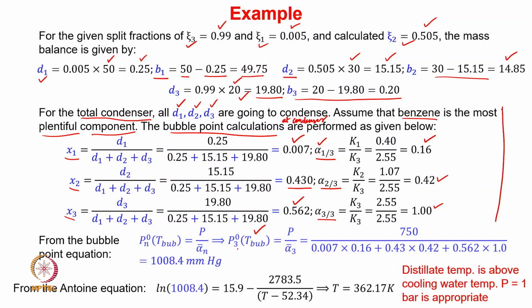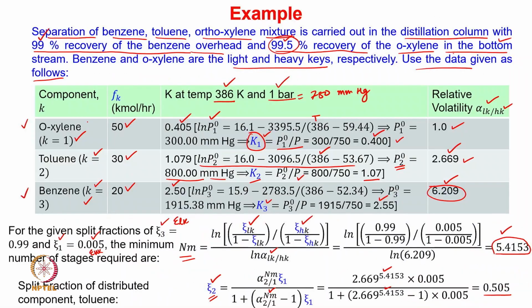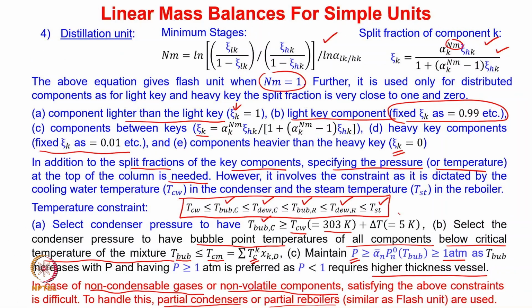So the vapor pressure of the benzene comes out to be 1008.4 mmHg. Now this particular value of the vapor pressure, again we can back substitute in the corresponding Antoine equation, and we can back calculate the temperature. So the temperature comes here as 362.17. You can see that this particular temperature is greater than the cooling water temperature. Remember, what is the cooling water temperature we need to maintain? The bubble point temperature should be roughly greater than or equal to 310 Kelvin.